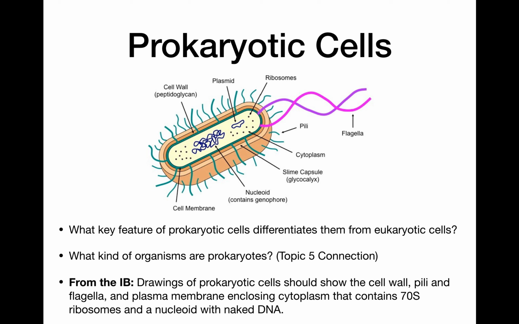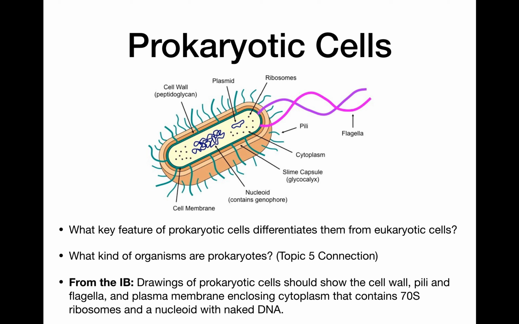And then what kind of organisms are prokaryotes? Remember, topic 5 was evolution and diversity. Examples of prokaryotes include bacteria and archaeans. Those are the 2 main groups of prokaryotes.